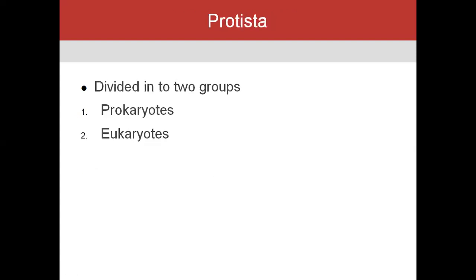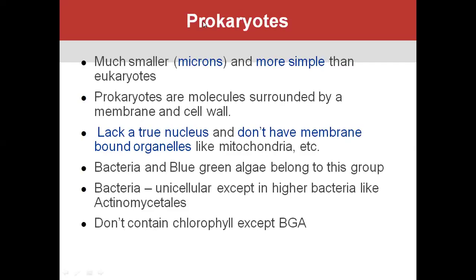Here, the Protista are again divided into two groups. The first one is prokaryotes and the second one eukaryotes. What is meant by prokaryotes? The word pro means primitive, and karyot means nucleus, which means they have a primitive nucleus. Primitive nucleus means there is no nucleolus and no nuclear membrane. Prokaryotes are much smaller, measured in microns, and they are simpler than the eukaryotes.